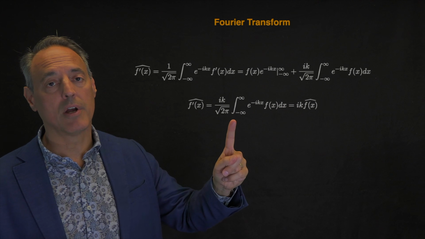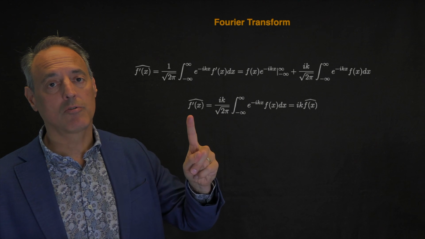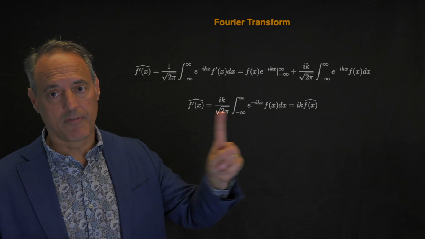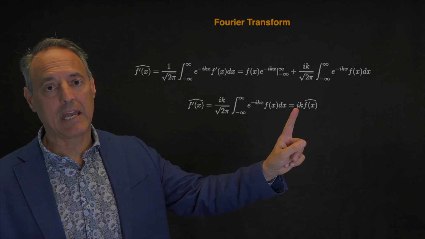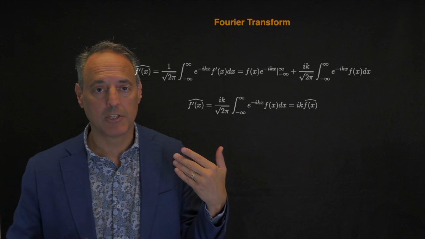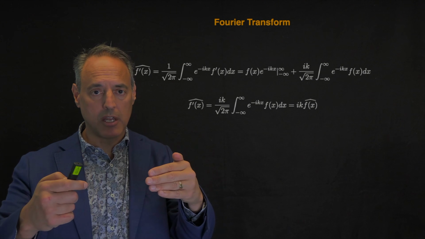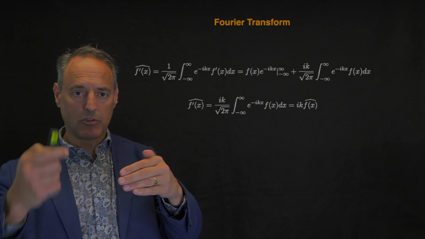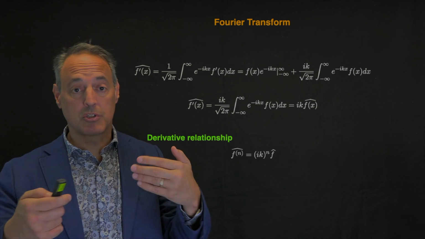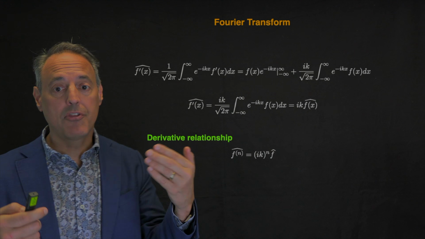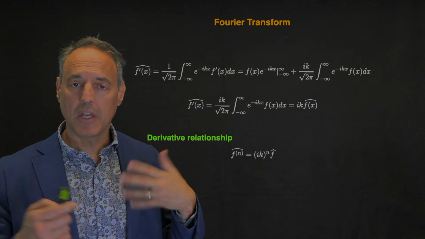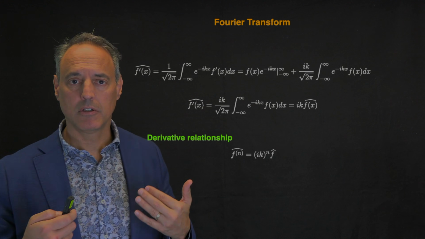What you end up with is that the Fourier transform of the derivative of the function is equal to ik times the Fourier transform of the function. This is a very powerful relationship. It means that all you have to do to get the derivative is multiply by ik. And if you do this over and over again, the nth derivative just pulls out ik to the nth power. So think about how easy it is to differentiate a function now.